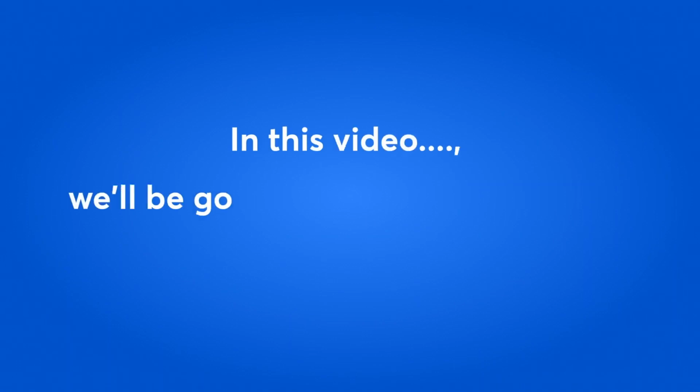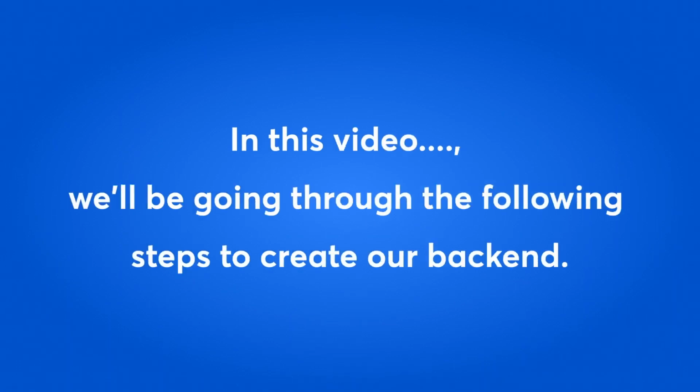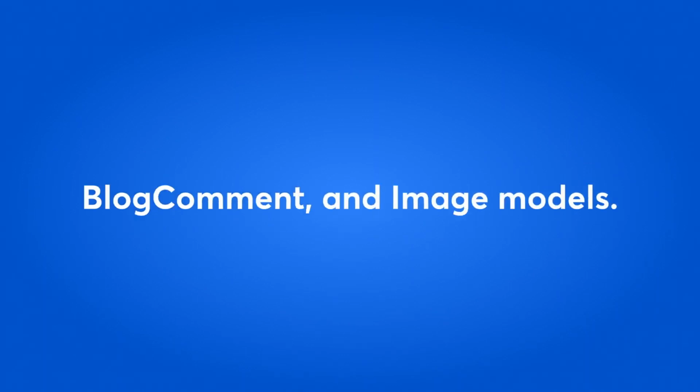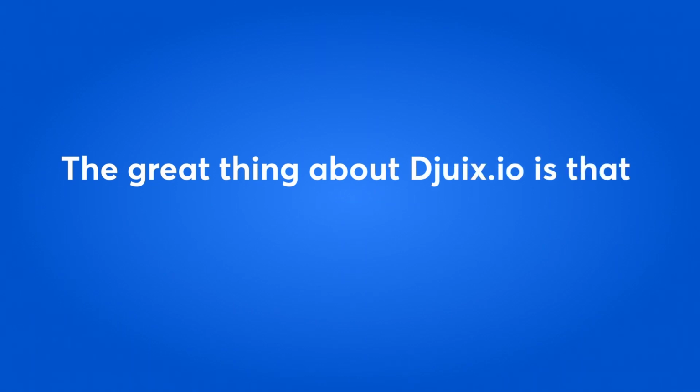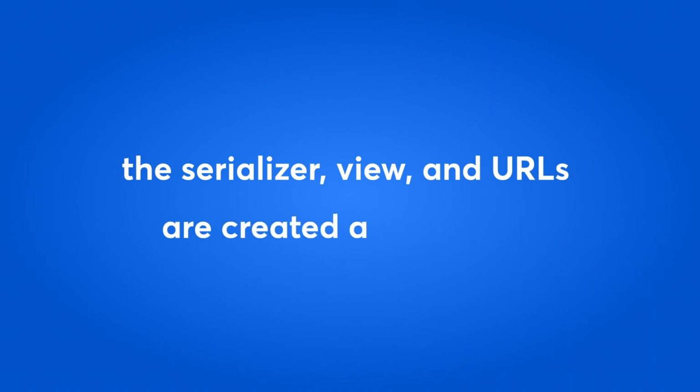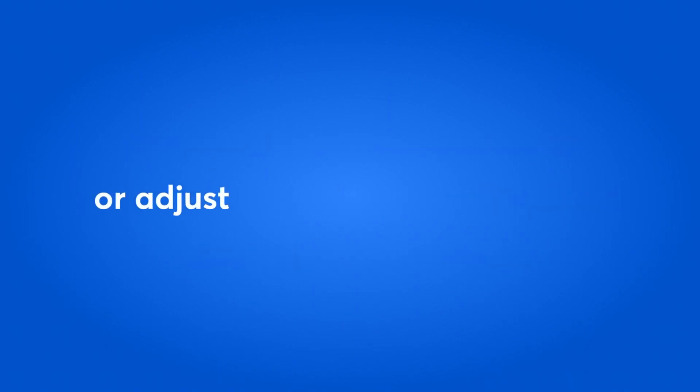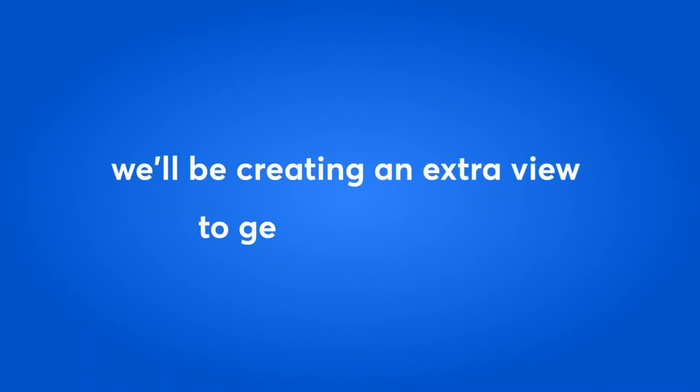In this video, we'll be going through the following steps to create our backend. We'll be creating the models we identified in the last episode, which include the blog tag, blog comments, and image models. The great thing about Juice.io is that once you create a model, the serializer, view, and URLs are created alongside it. This ensures that all you need to do is confirm if it's sufficient for your needs or adjust it to achieve your goals. Finally, we'll be creating an extra view to get the top blogs, since this won't be available by default.